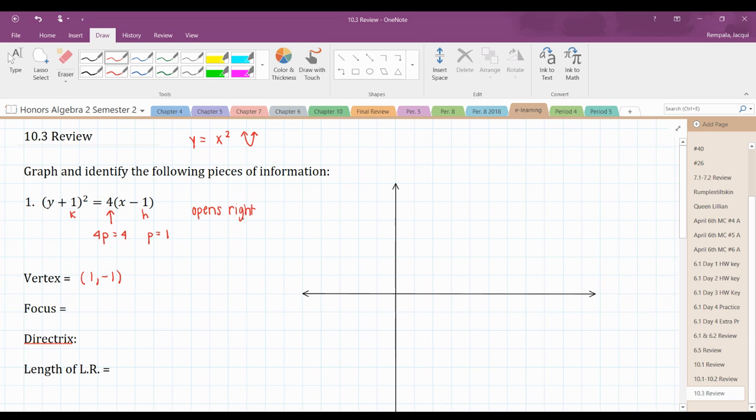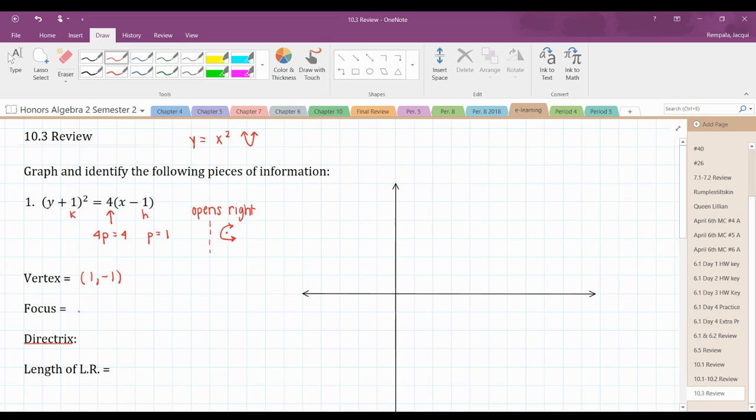Now because I know that my graph is going to open right, so it has to look something like this, I know that my focus point has to be a point that is inside of that parabola, and my directrix has to be a line that is not going to intersect that parabola, which means the only type of line that won't intersect it is going to have to be a vertical line.